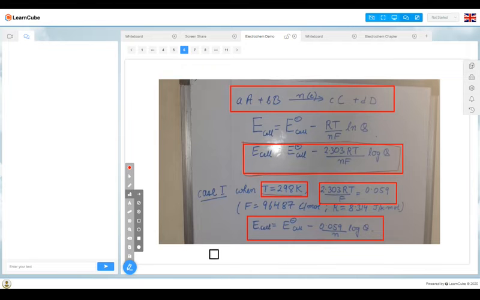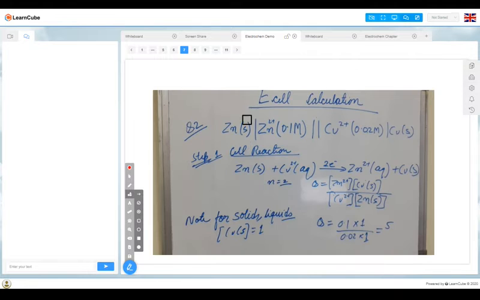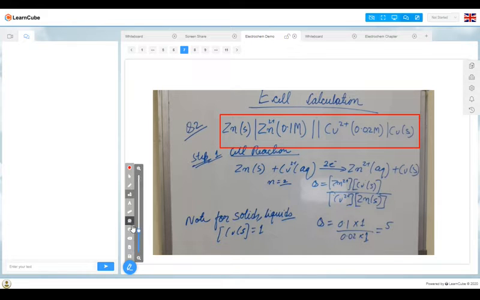So we'll use this equation to calculate the E cell for the Daniell cell. For the Daniell cell, this is my equation. But you can see the concentrations are different. It is not 1 molar, it is 0.1 molar and 0.2 molar. Now how to calculate it? We will follow it stepwise, so I will come to the board to tell you how to do this.